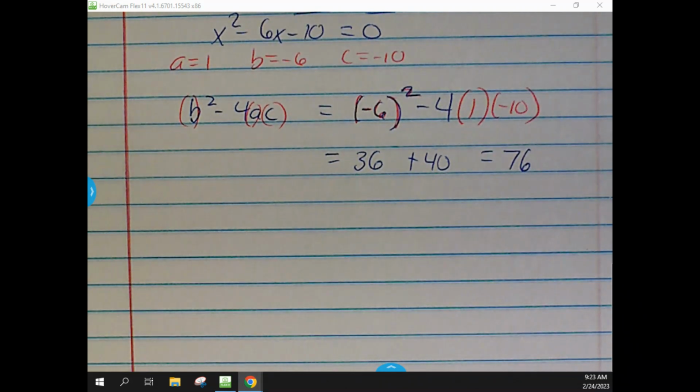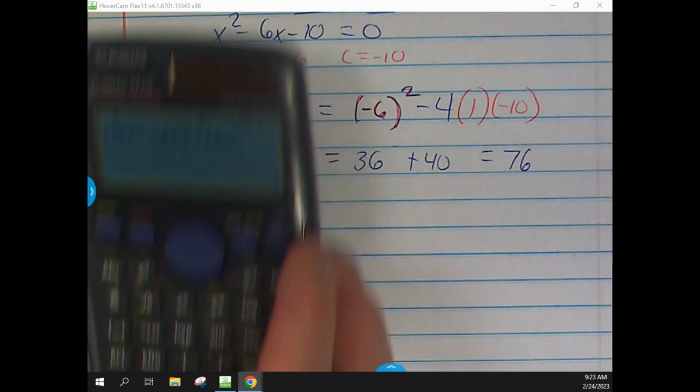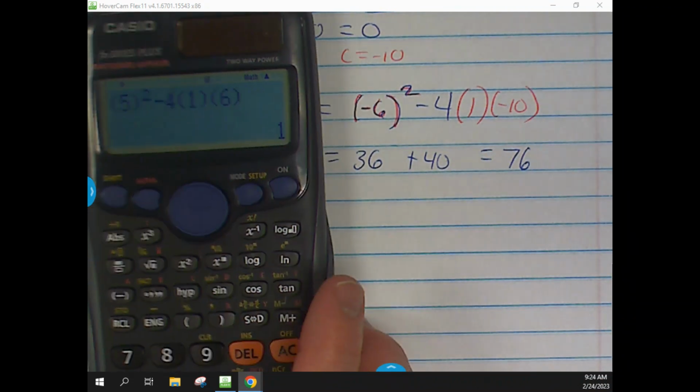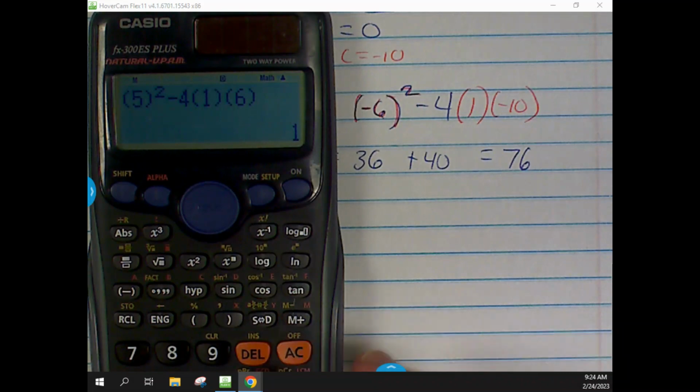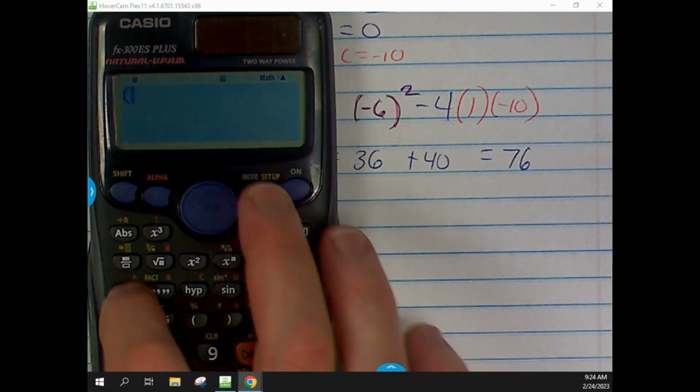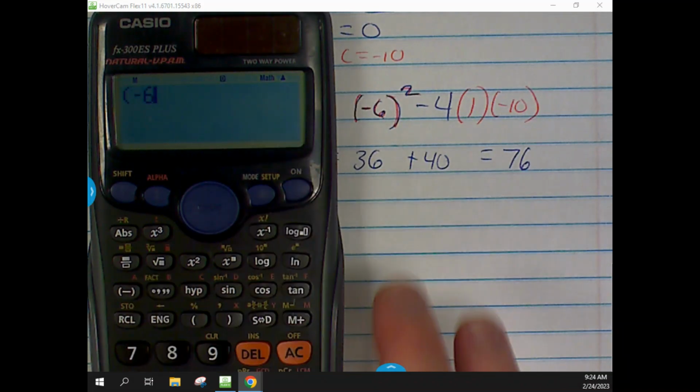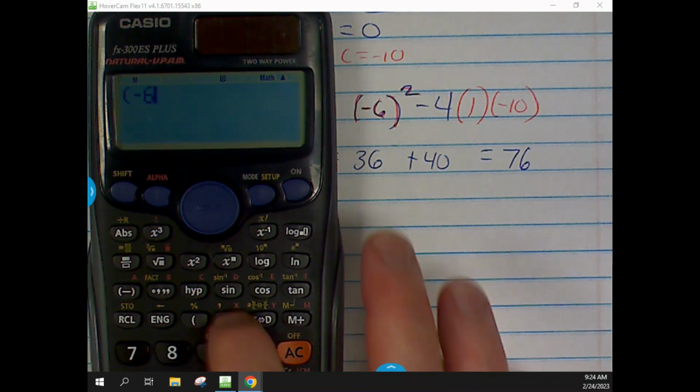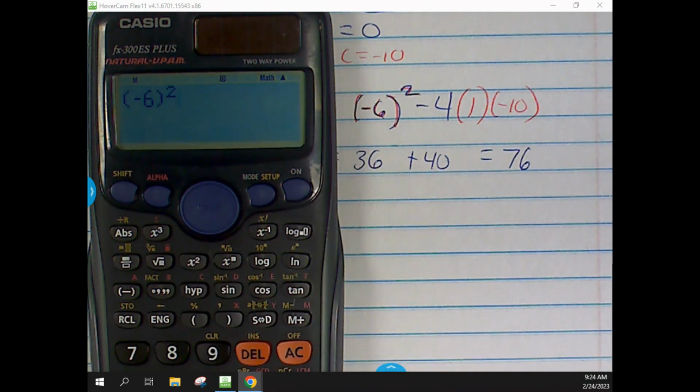All right, and if you're not real confident in your order of operation skills, your calculators should be, so we're going to do the same thing just to double check it. We got negative 6 squared minus 4 times 1, not that we need the 1, times negative 10. And we do get 76.